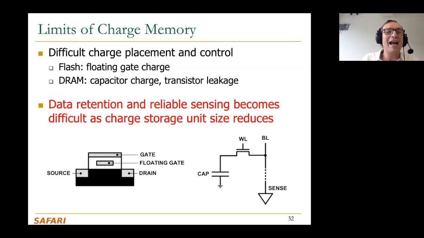Okay, and I think that ties back nicely into the slide that I stopped at. Basically, these devices are not easy to build because we're dealing with charge, and charge is expressed in terms of electrons. Essentially, you trap charge in the floating gate in flash devices. It's also charge-based memory. In DRAM, it's a capacitor. Data retention and reliable sensing become difficult as the charge storage unit size reduces. You either need to make the sensing structures much better, much more tolerant to noise, or store more charge such that you're less vulnerable to sensing issues. That's the idea here, and retention issues also. So we're going to see that this is difficult.